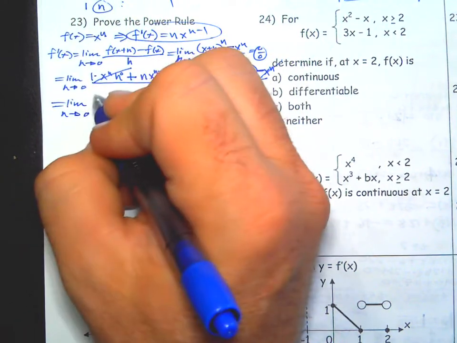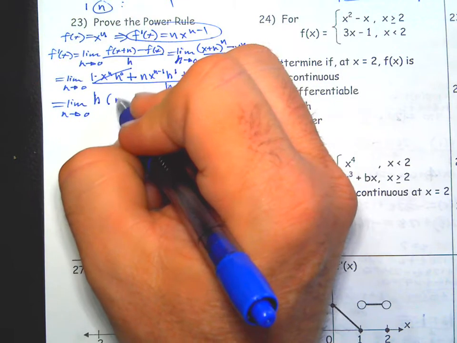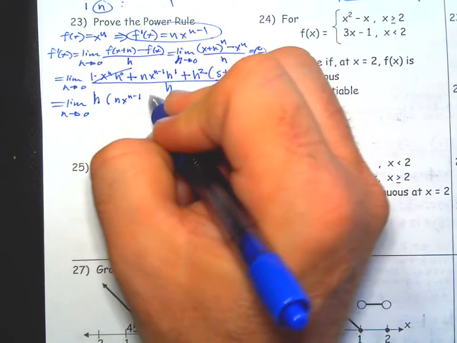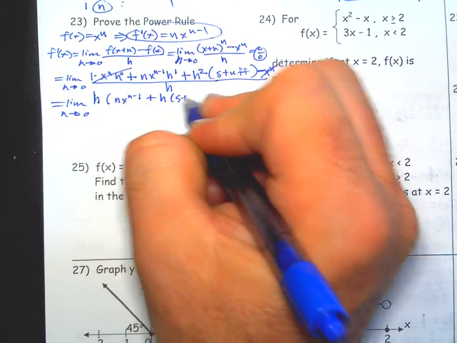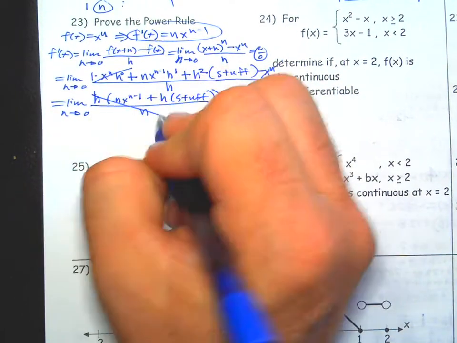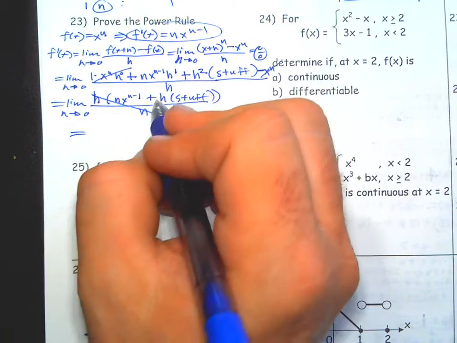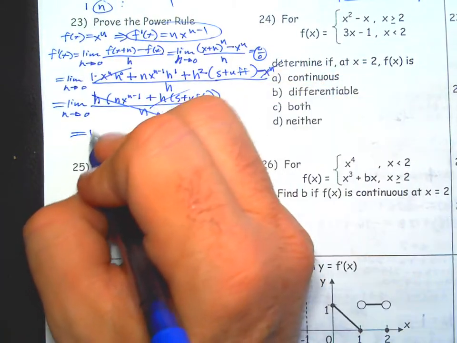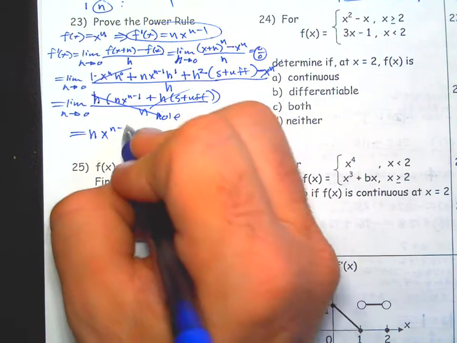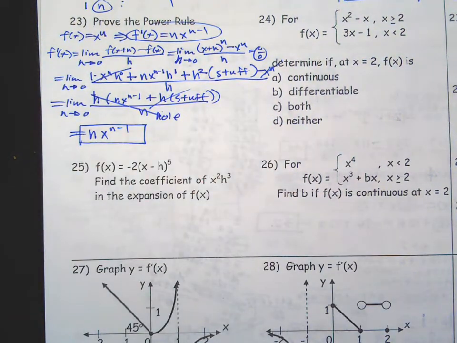This is like doing it the long way. So we're going to factor an h out of everything. We're going to have n x to the n minus 1 plus h times a bunch of stuff. The h cancels with the one in the denominator. Reevaluate by plugging h equals 0, and that goes away. And we have n x to the n minus 1. I don't think I'm going to have you prove that rule on your test, but whatever, some good practice.